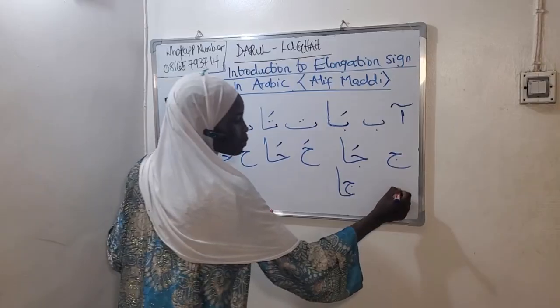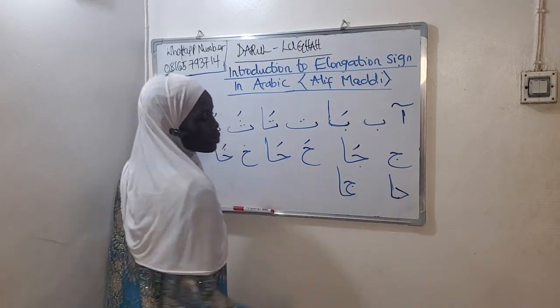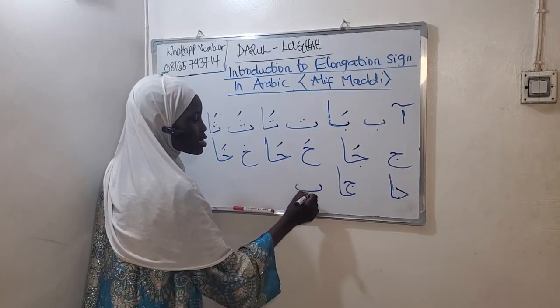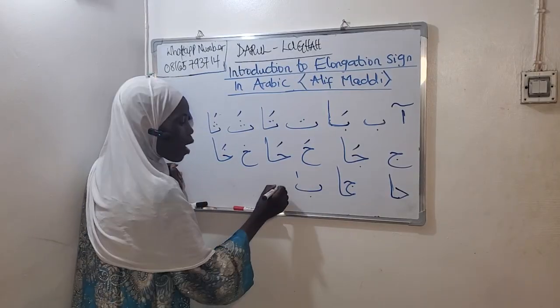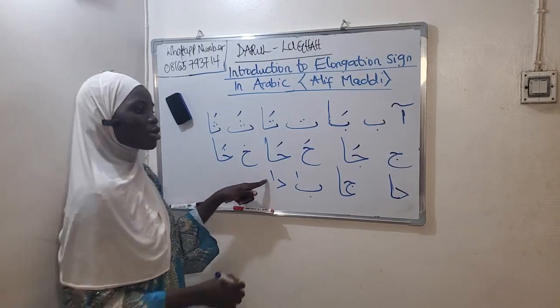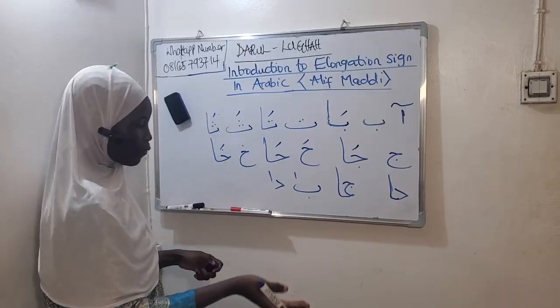Now this is Dal. We cannot write it like this. It doesn't make any sense. So we have two ways of writing Alif Maddi: either like this, or like this. Dal plus Alif Maddi, Da. We put it like this because you can't join Alif Maddi and Dal together. It will not make any sense. It looks like Kaf.